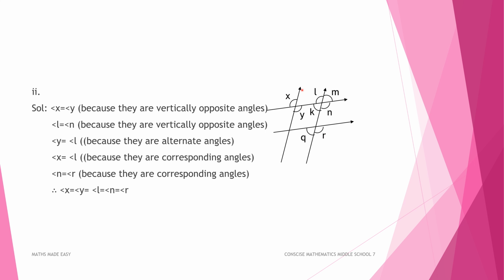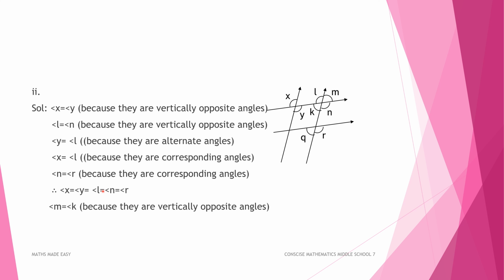So from these points we can say, see here, X is equal to Y, right? X is equal to Y, then Y is equal to L. So Y is equal to L, and then L is equal to again X, right? And L is equal to N, and again N is equal to R. As they are interrelated with each other, we can simply say that angle X is equal to angle Y is equal to angle L is equal to angle N is equal to angle R. That means all these angles will be equal.